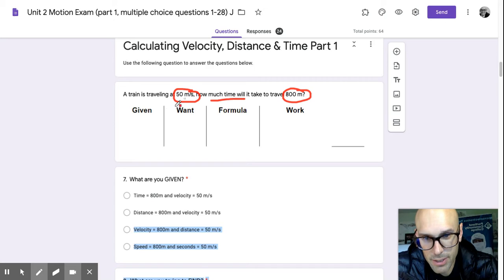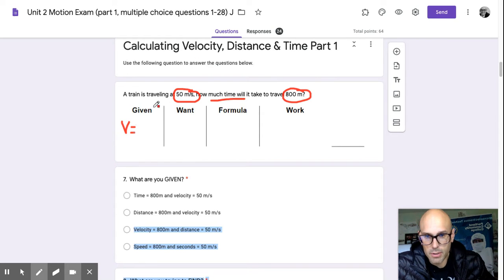So what we're given in the equation is velocity equals 50 meters per second. Oh, this is messy, sorry. A modeling struggle. And we're also given distance equals 800 meters.